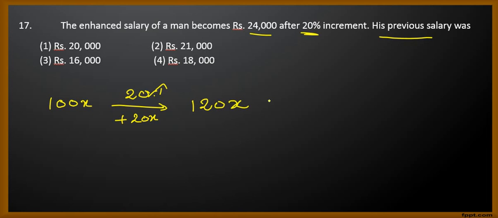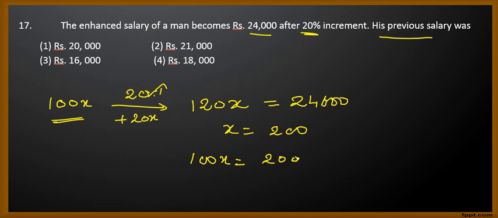120x. According to the question, what is the value given? 24,000. So 120x is equal to 24,000. So x is equal to 200. Now what is the question? His previous salary. What is his previous salary? 100x. So 100x is equivalent to 20,000. So the answer is option 1.